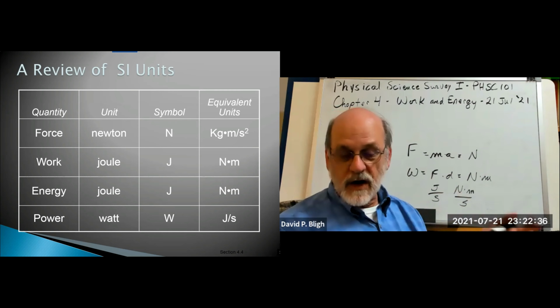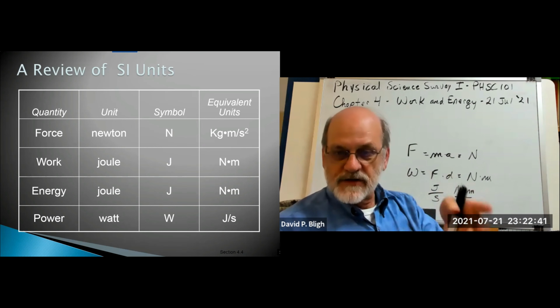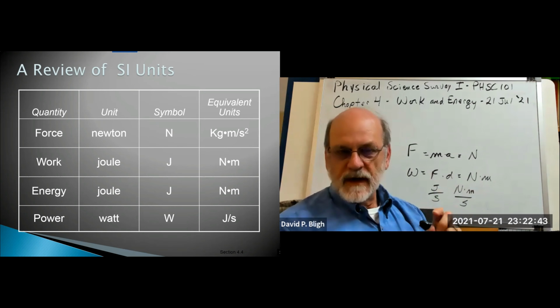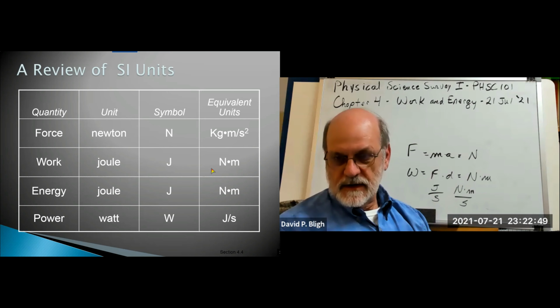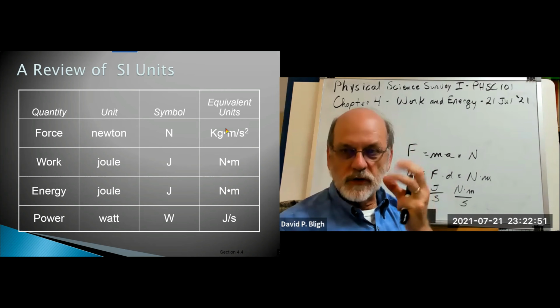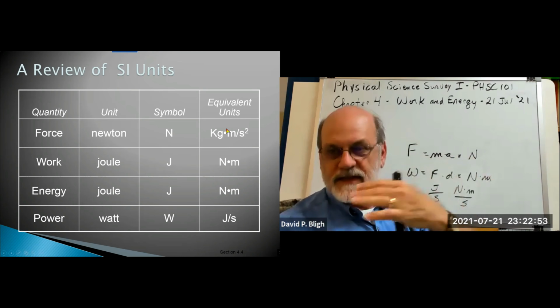So we can carry this on to a ridiculous extent, but it's important to recognize that these units are relatable. They are relatable by their derivations. Their fundamental units hold them together and relate them to one another.